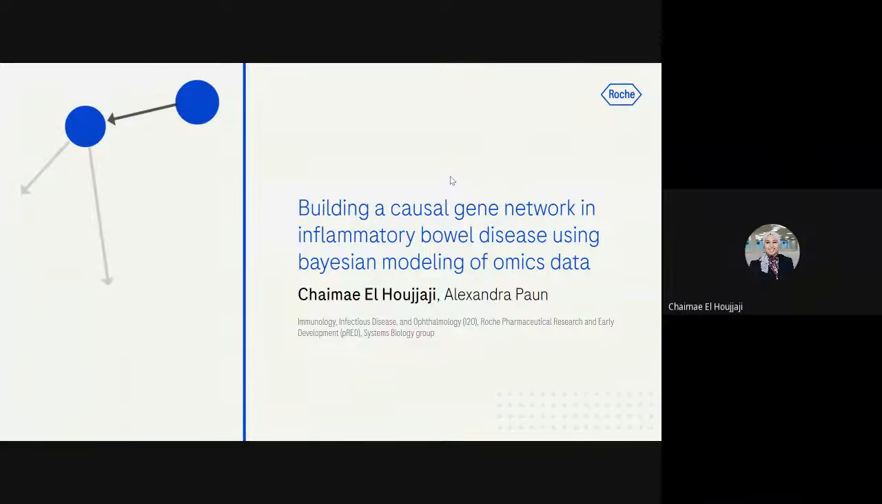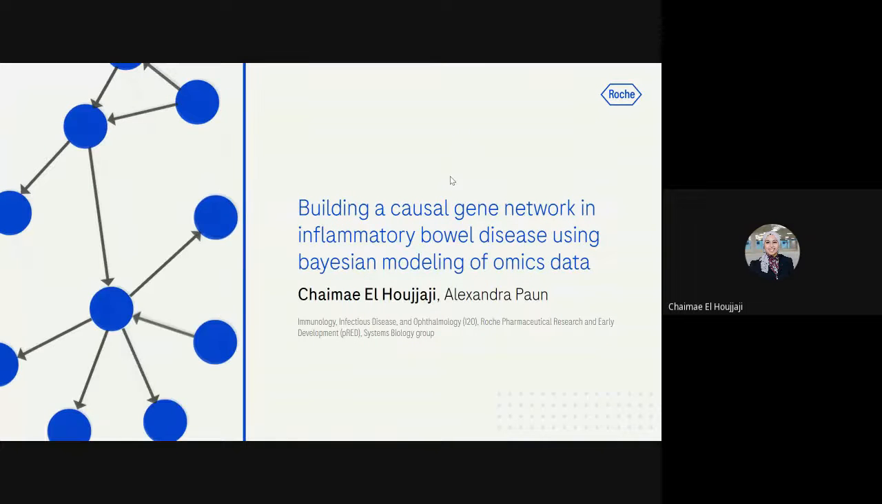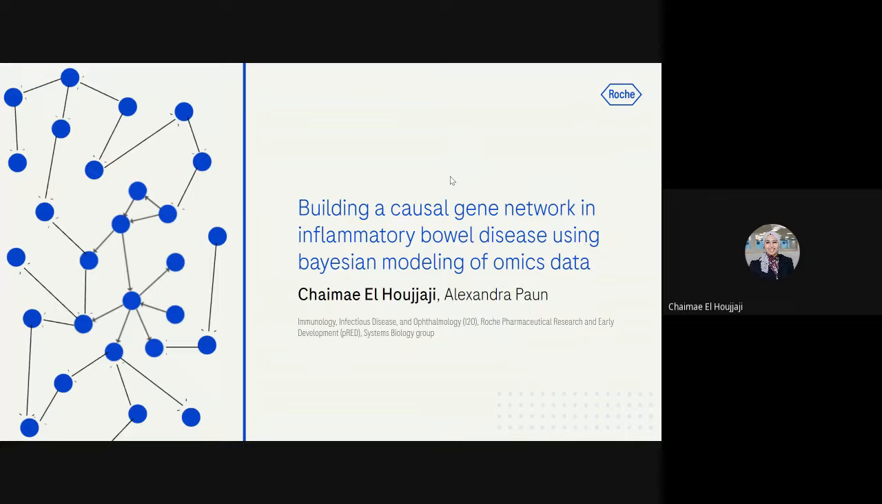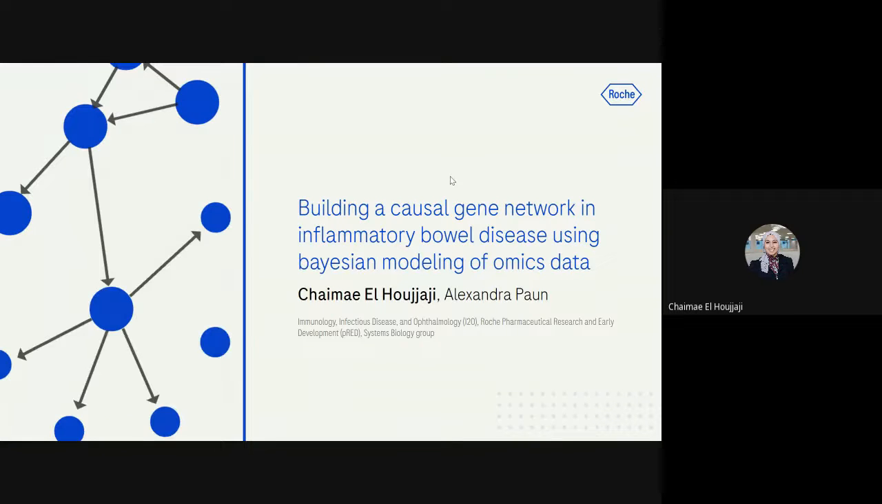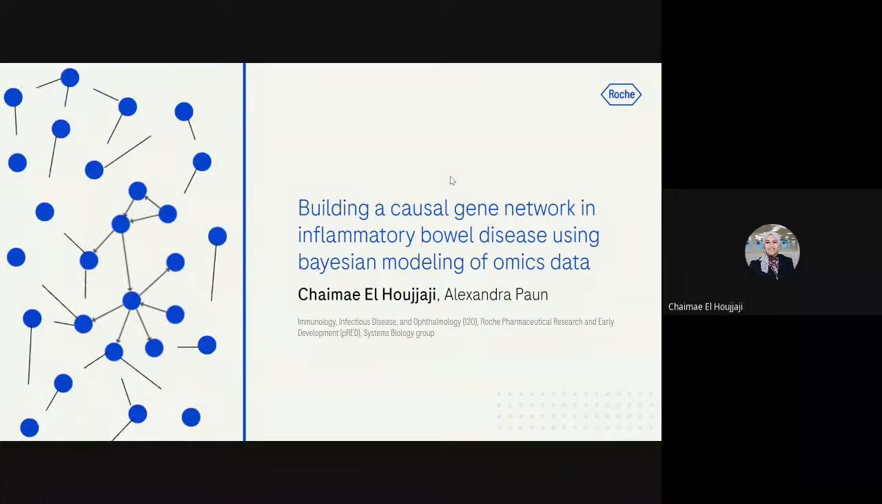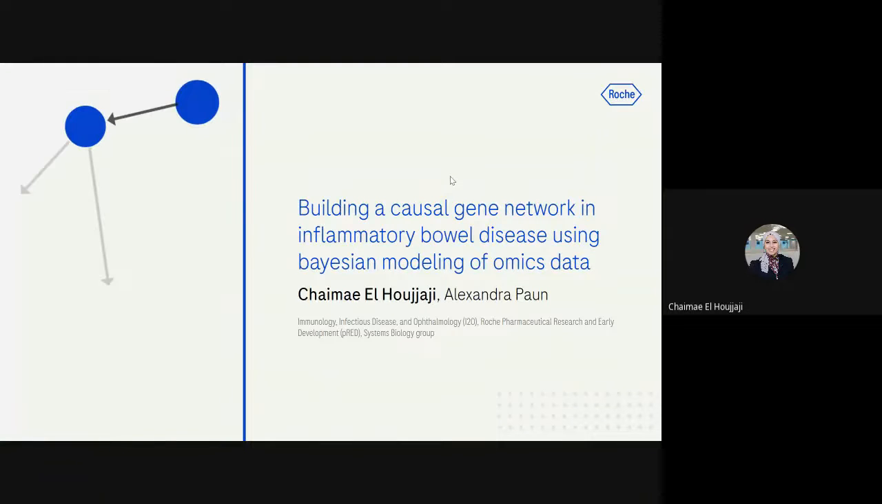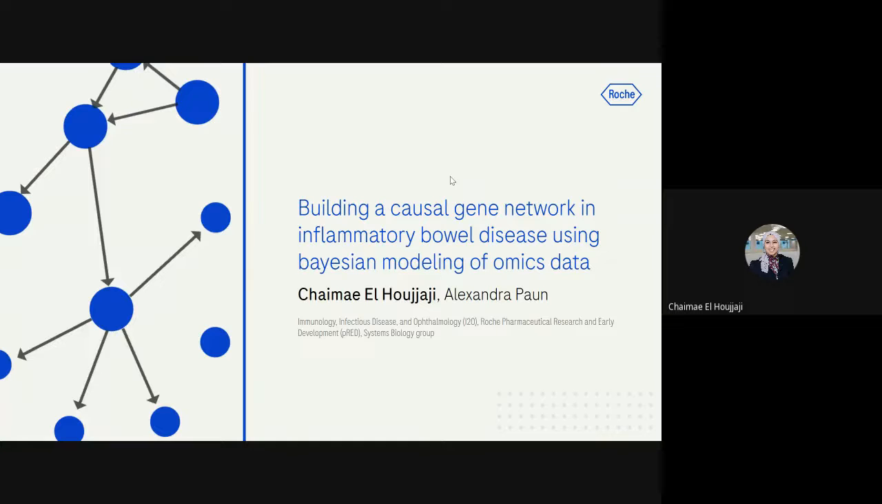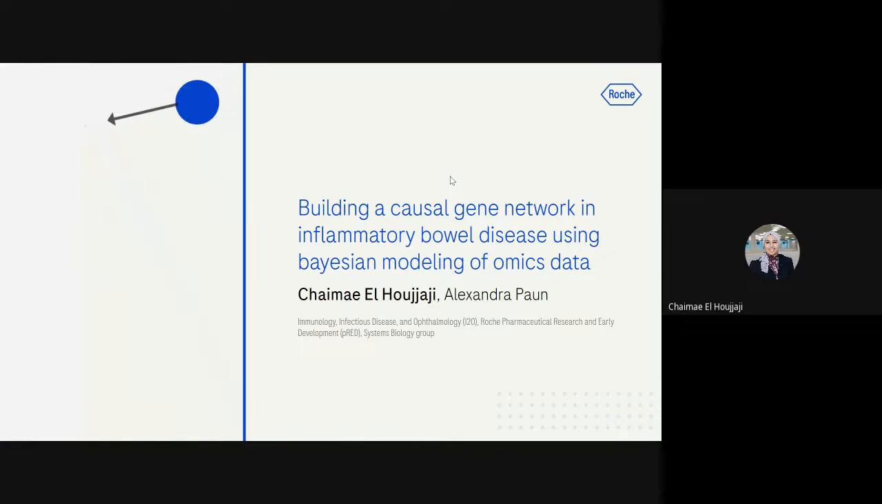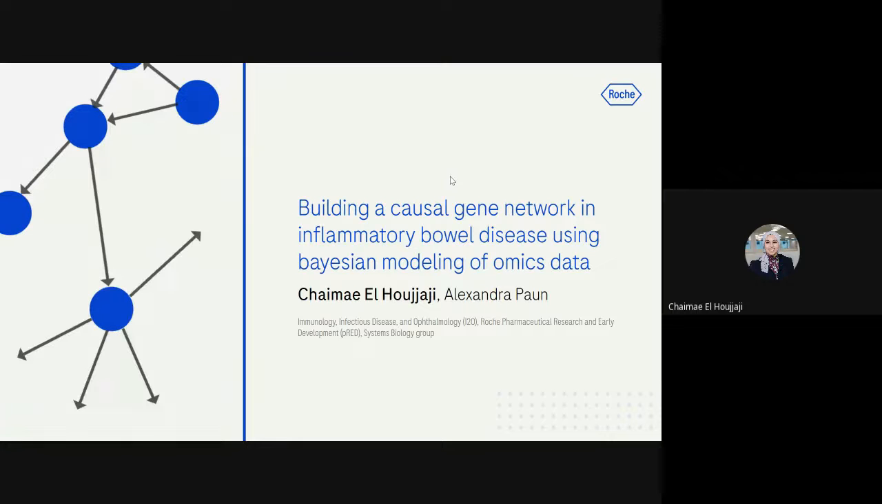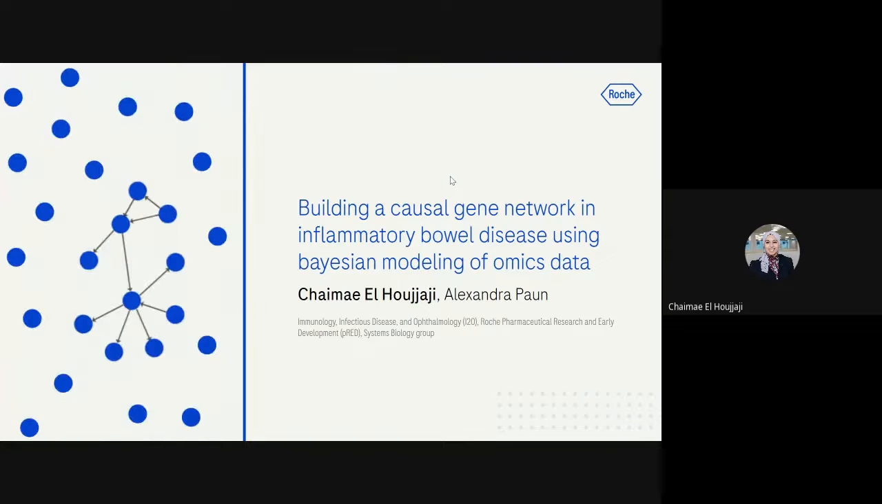So hi everyone. Today I'm going to discuss a project we developed at Roche, which is building a causal gene network in inflammatory bowel disease using Bayesian modeling of omics data. My name is Chaimae El Houjjaji, and I'm working in the Immunology, Infectious Disease and Ophthalmology department in Roche Pharmaceutical Research and Early Development.